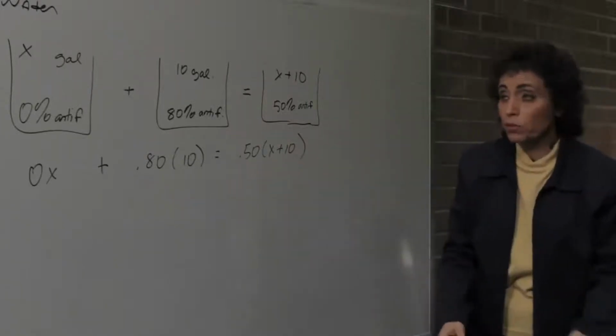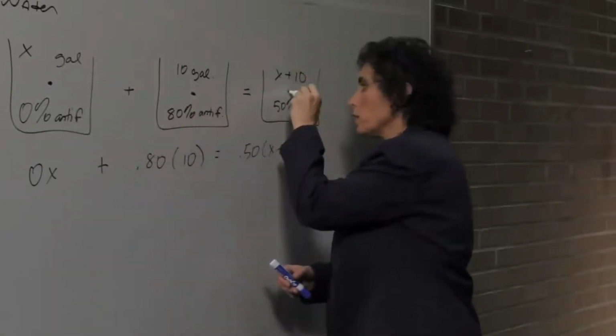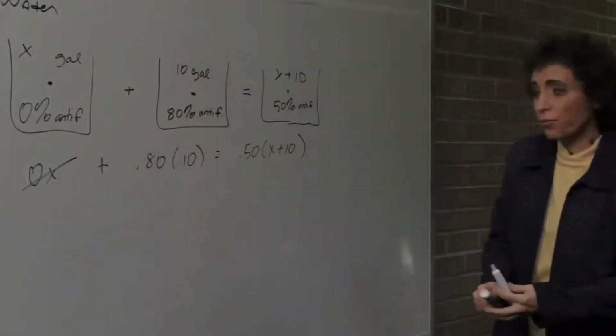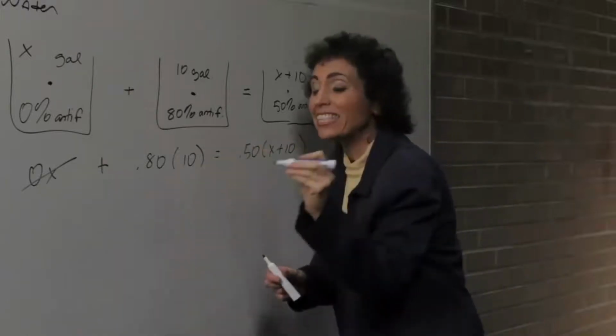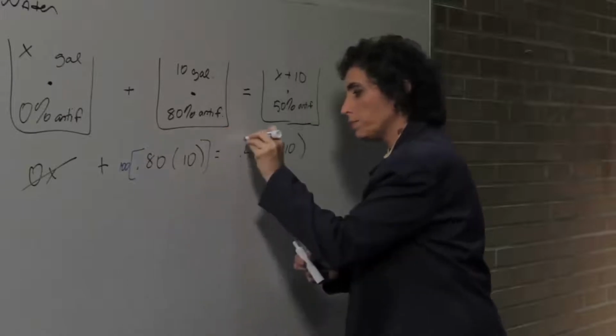That's all you do. You multiply what's in a beaker. It's just like how much times how many, right? This of this. So that's it. Now I don't need this because this is 0. If you want to clear the decimal, I like clearing. If you don't, well, then don't clear it.